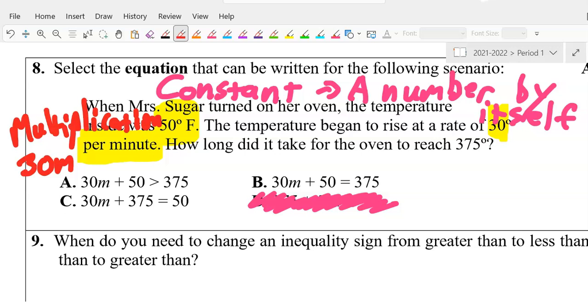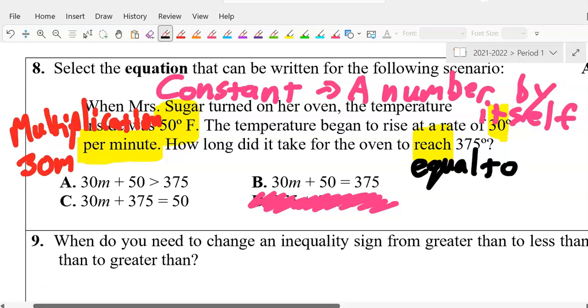How long did it take for the oven to reach 375 degrees? Okay, so what does that mean? What does that tell us? Reach means greater than or less than, right? Reach means, well, if we get to something, does that mean we have exactly that, or we have more or less than that? If I get to 80% on a test, do I have 80%? No. If I save $80, do I have $80? Yes. So reach means equal to.